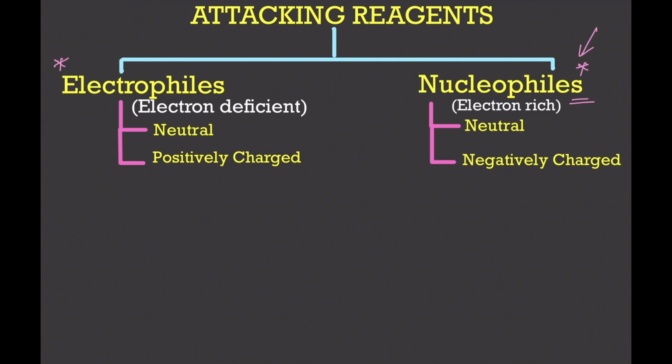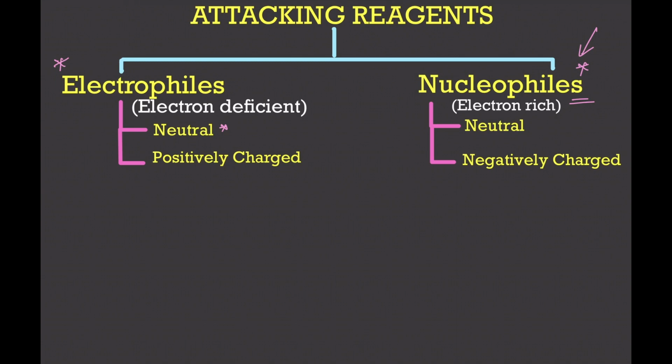Now both of these reagents, they are of two types. Electrophiles, we'll first of all discuss what are the different types of electrophiles, and we'll see some examples of each of these two types. The first type is the neutral electrophiles. Some electrophiles do not carry any charge, but they carry a central atom which is electron deficient.